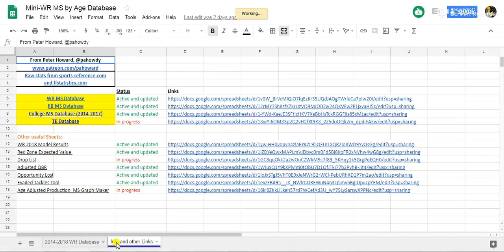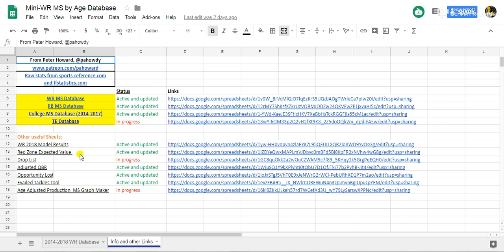But it's also got this info and other links tab, which just gives you a link. This is where I put links to all my tools and sheets, the various things I have available that I've worked on that I think could provide value to fantasy players this year and moving forward in Dynasty and Redraft.